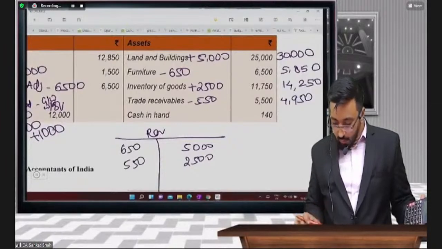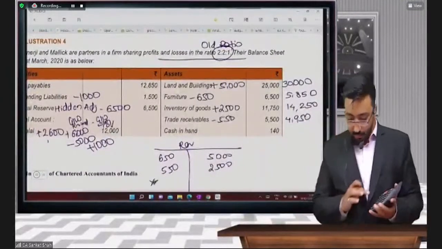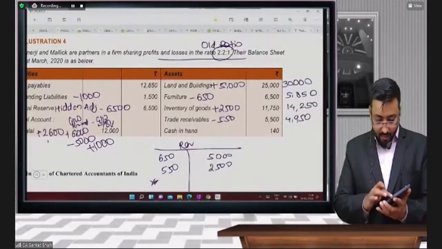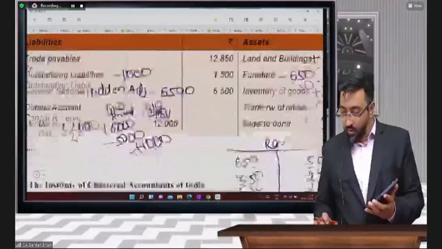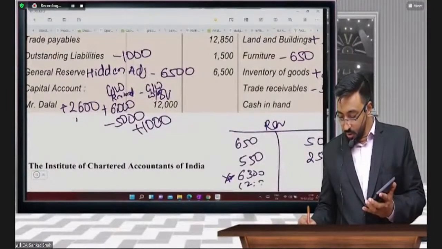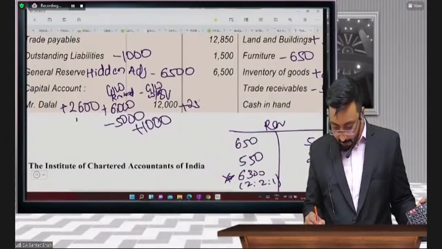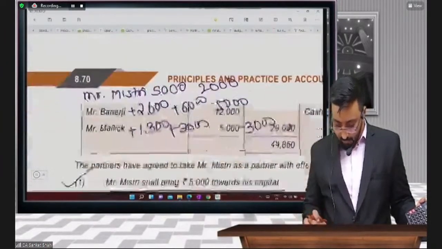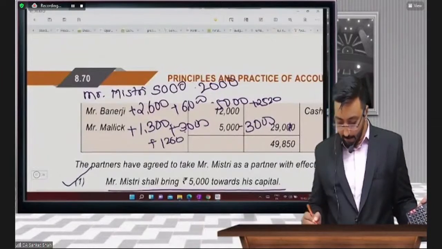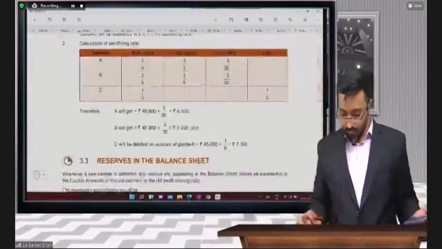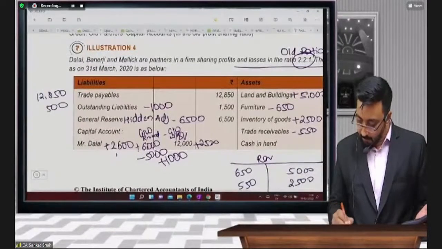Revaluation account: 5,000, 650, 2,500, trade receivable 550. So what is the balancing figure? 7,500 minus 650 minus 550 is 6,300, divided in the old ratio of 2:2:1: 2,520, 2,520 and 1,260. Then 12,850, and 500 of general reserve.